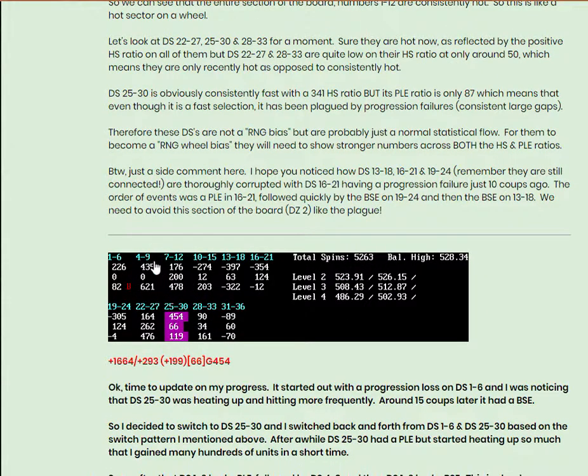So let's see. We finally had the switch. Okay, this is actually when the switch occurred. This is the progression loss event right here. But look at this, 6.2 times less than expectation. It's amazing. All right, but now we have a new king of the hill. This is objectively the king of the hill now.